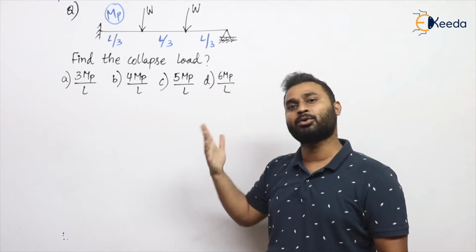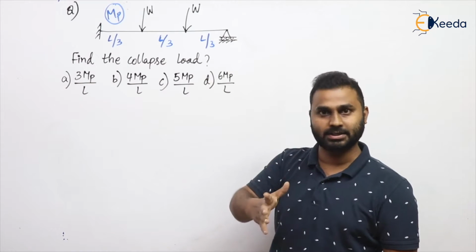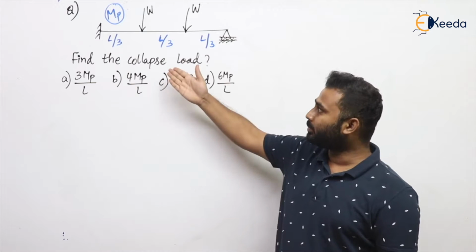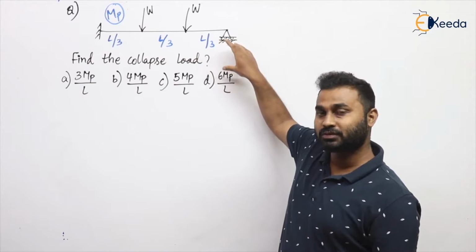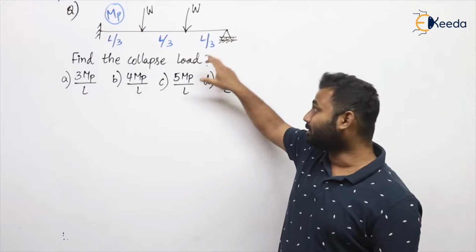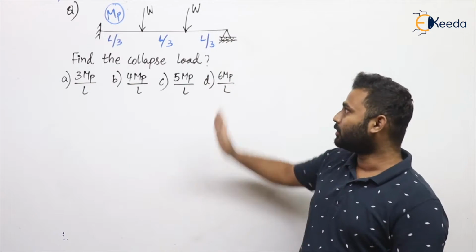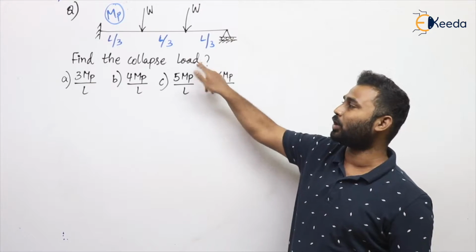Of course, there exist some other questions also, which we have already discussed. Now coming to this question, it is asking us to find the collapse load. As I said, most of the questions from this topic in GATE ask for finding out the collapse load. Now for this given beam, we need to find the collapse load.